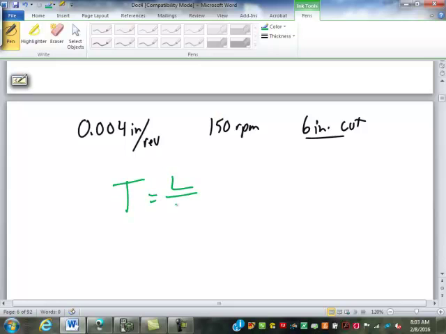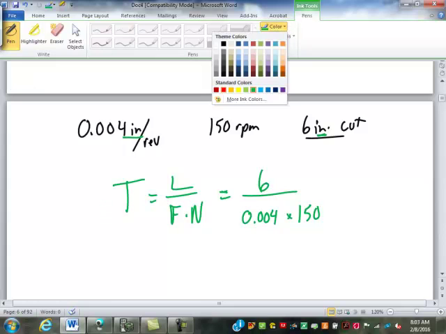Well, time equals length over F times N. Our length is what? 6 inches. F is 4/1000th of an inch per revolution, and N is 150. Do all our units match up? In other words, do all our lengths match up? 6 is measured in inches. F is also measured in inches per revolution. So our units do match up.